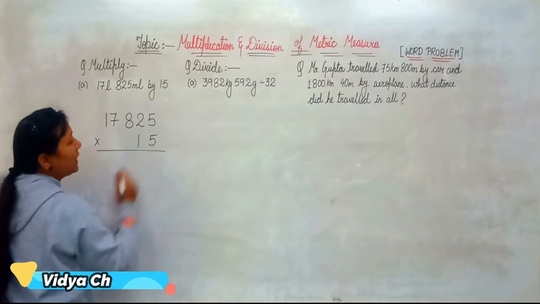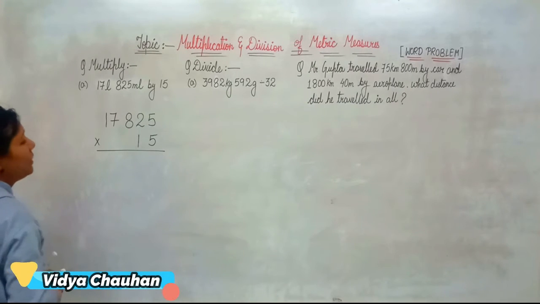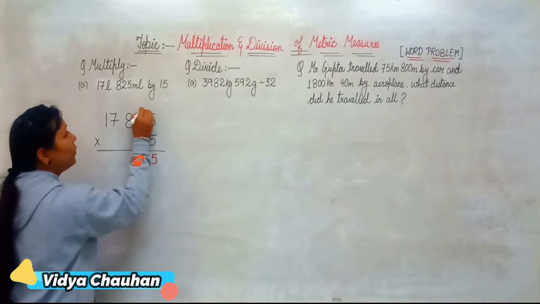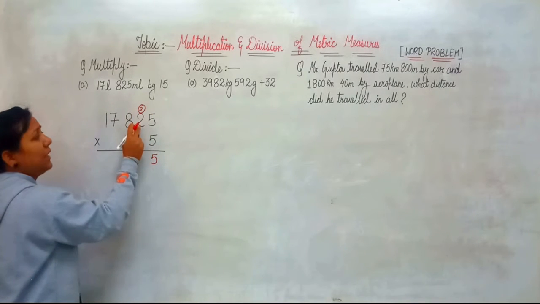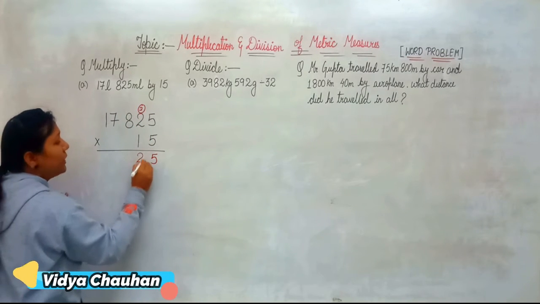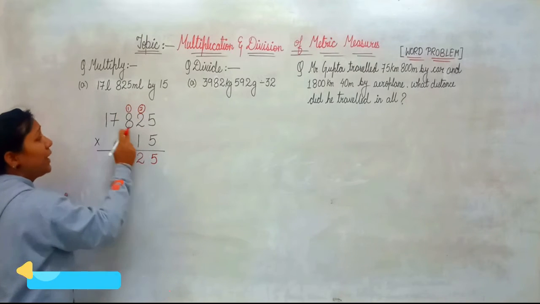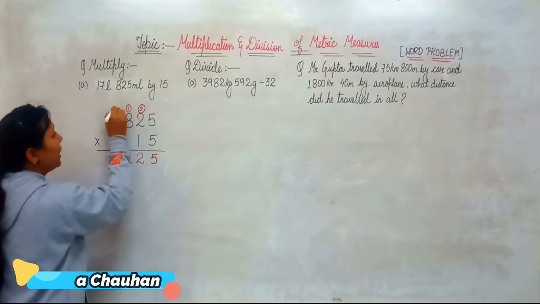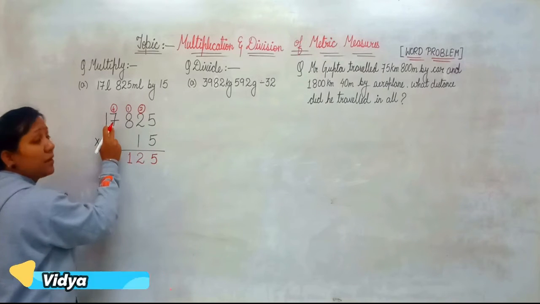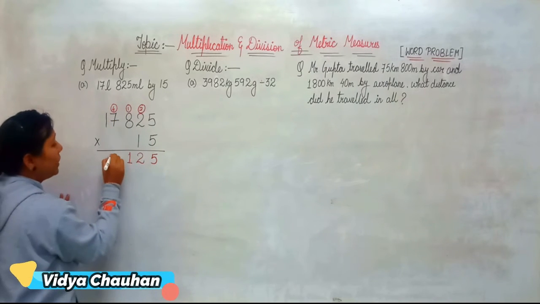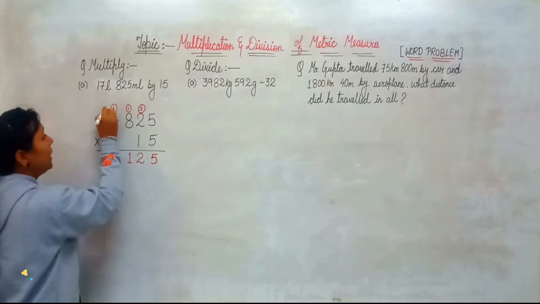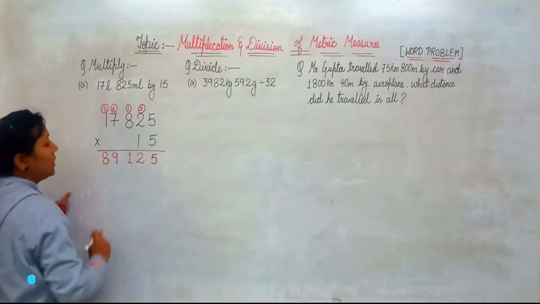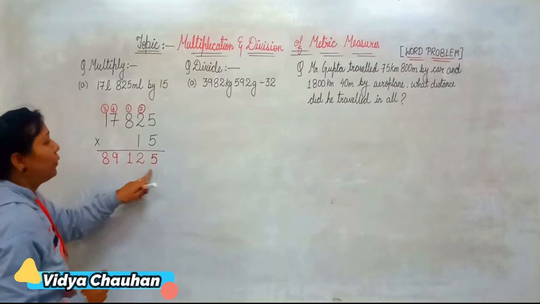Very first do the multiplication here. So we will start with the multiplication process. 5 5s are 25, 5 here, 2 carry. 5 2s are 10, plus 2, 12, 1 carry. 5 8s are 40, plus 1, 41, 4 carry. 5 7s are 35, plus 4, 39, 3 carry. 5 1s are 5, plus 3, 8. So we get 89125.